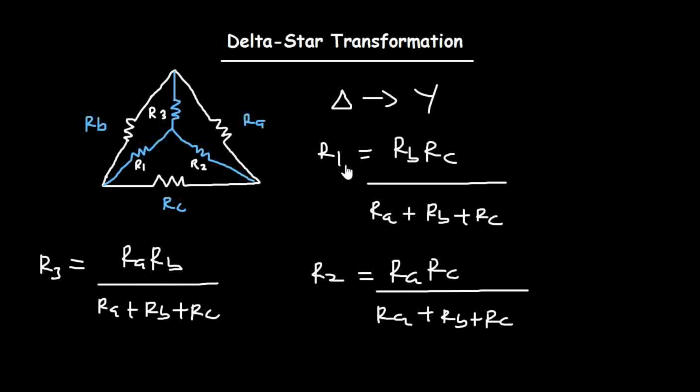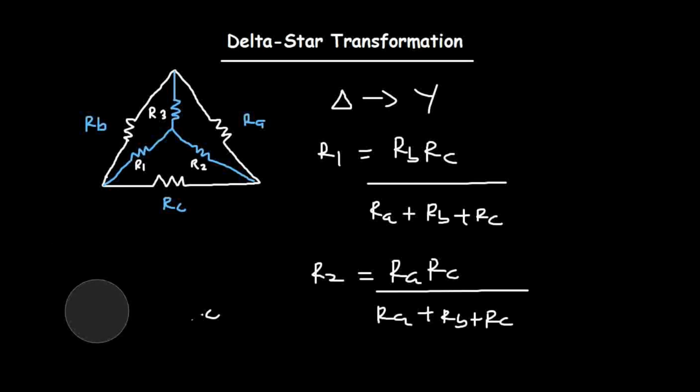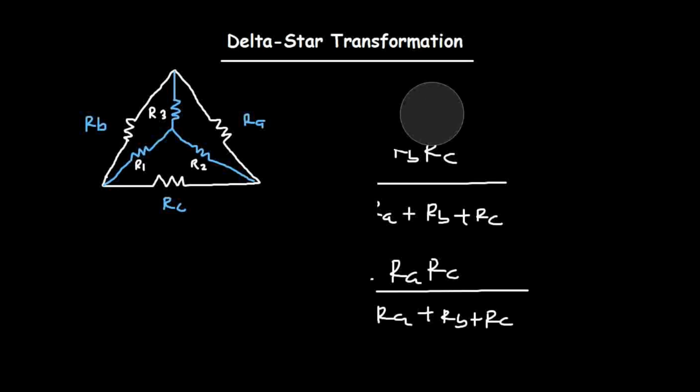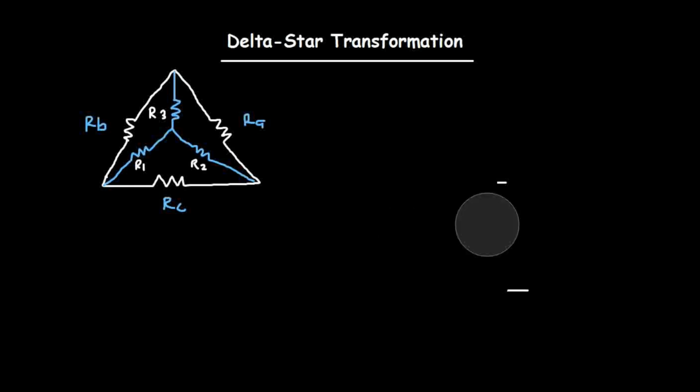So you use this formula when you are changing from a delta network to a star network. Let's write this down so that we continue with changing from star to delta. I'll go ahead and clean this here.